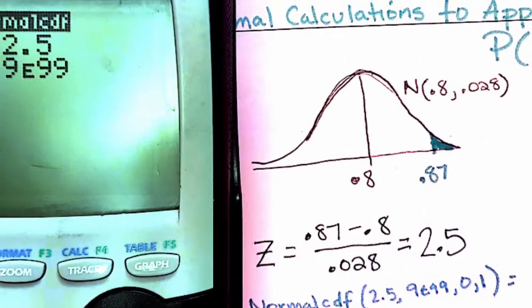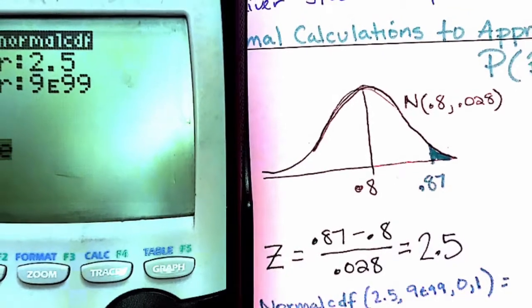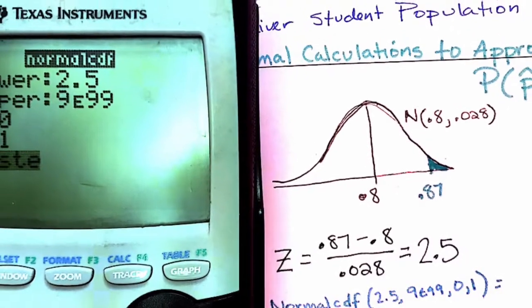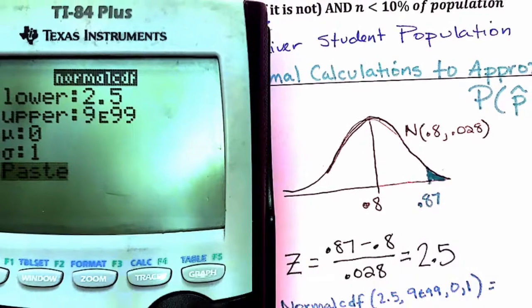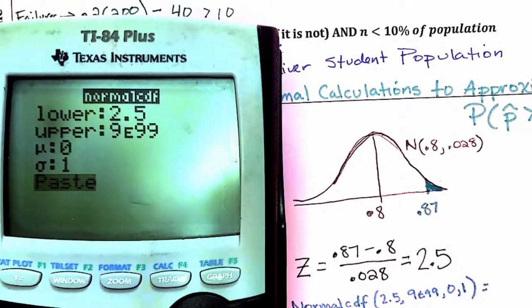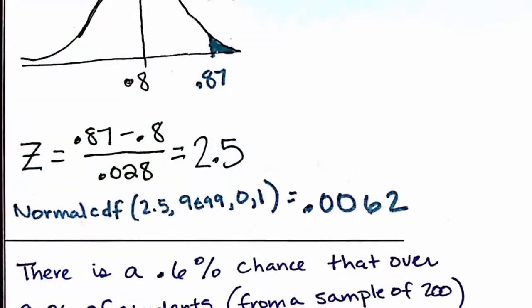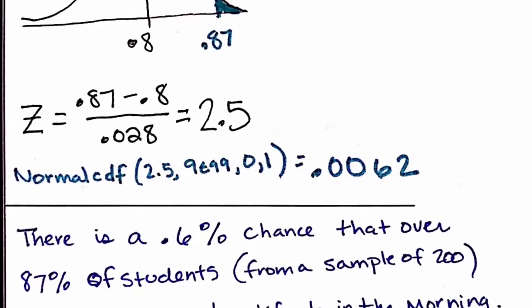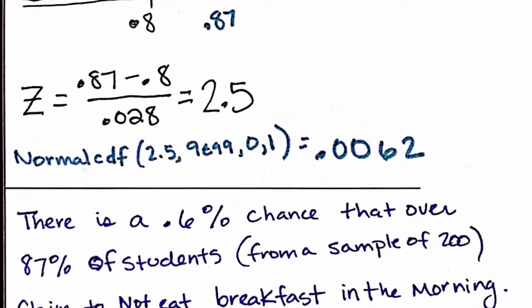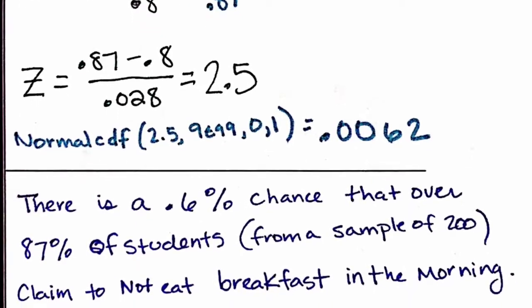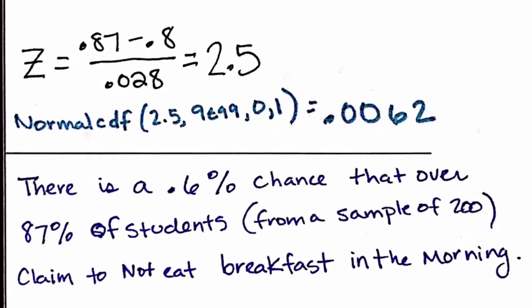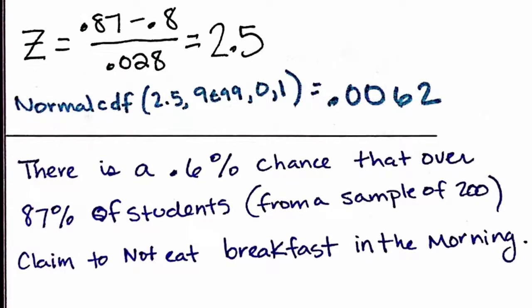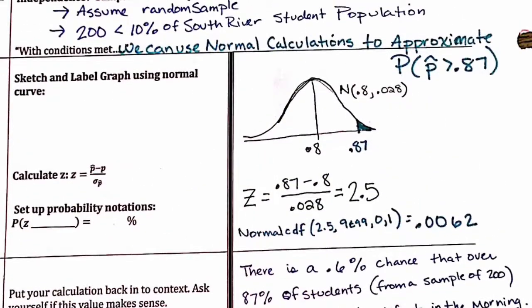So you see that our z-score equals 2.5. We are 2.5 standard deviations above the mean. Using our calculator and normal CDF, I can calculate that the actual area, the area under that curve, is 0.0062. So in conclusion, I can say there is about a 0.6% chance that over 87% of the students from a sample of 200 claim to not eat breakfast in the morning.